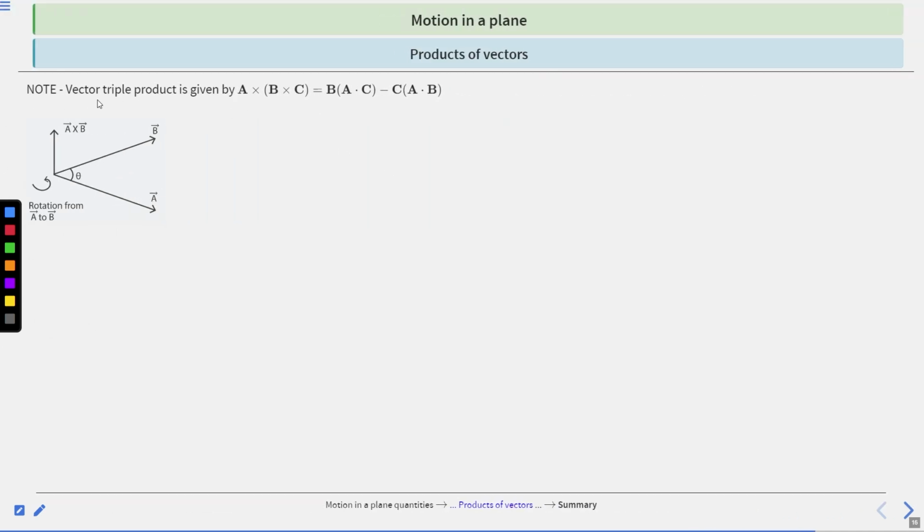Next is the vector triple product, given by A cross B cross C. Here A vector cross B vector cross C vector is equal to B vector (A vector dot C vector) minus C vector (A vector dot B vector). So this is the written representation of the vector triple product. Clear? Vector triple product. Clear?